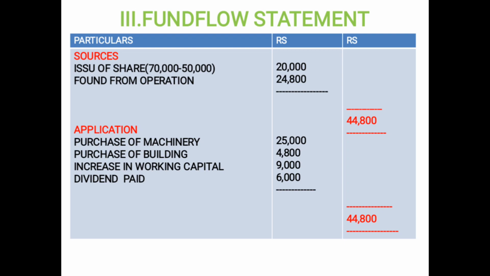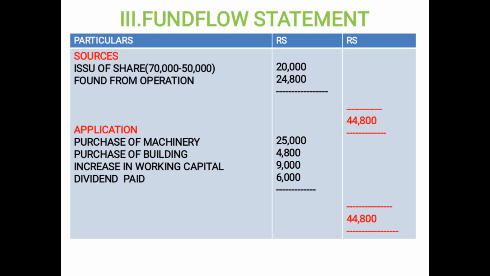Finally we calculate the fund flow statement. The sources are only two. We have already calculated the statement of change in working capital, funds from operation, and the machinery account, building account and provision for taxation account. Now we are at the final stage of the fund flow statement. One is the issue of shares. Last year 50,000 shares, this year 70,000. So issue of shares 20,000.